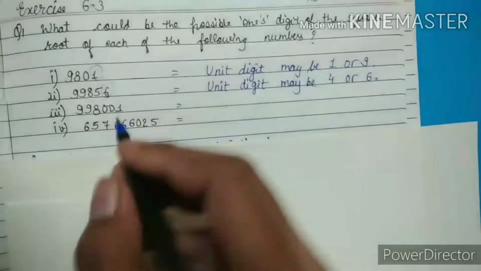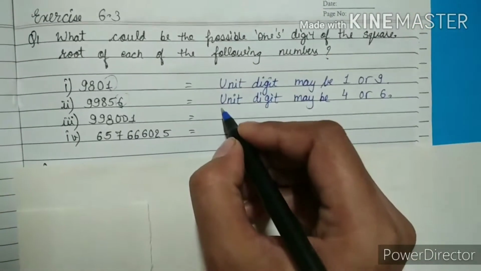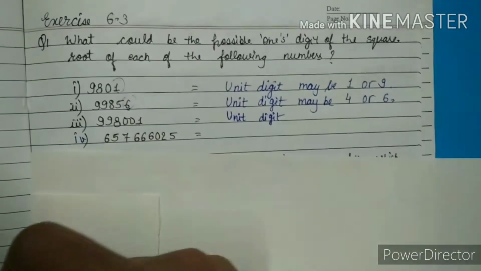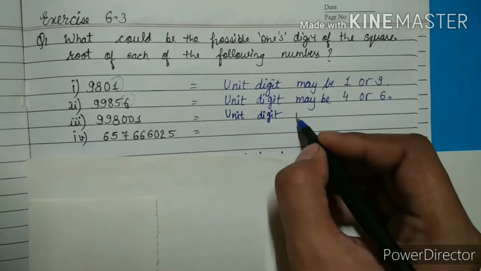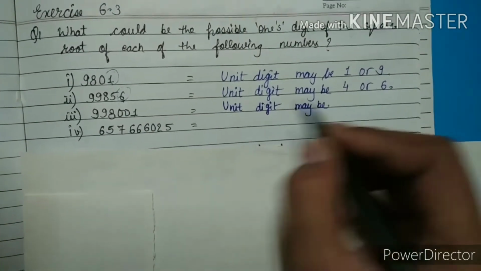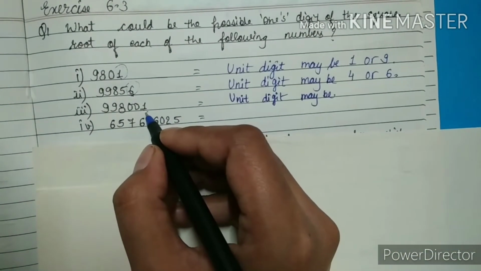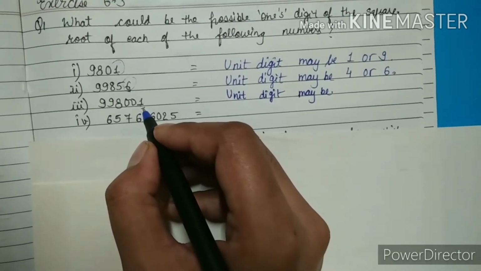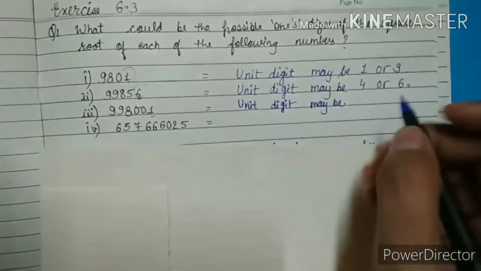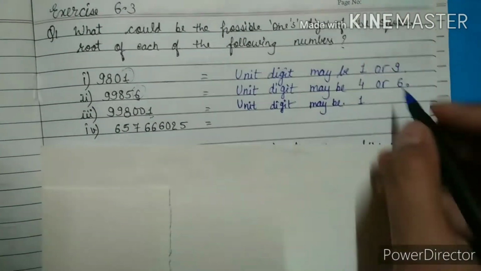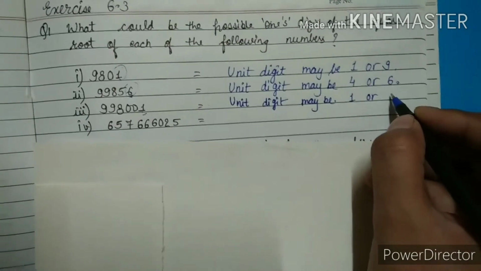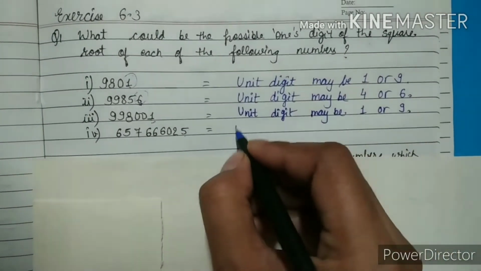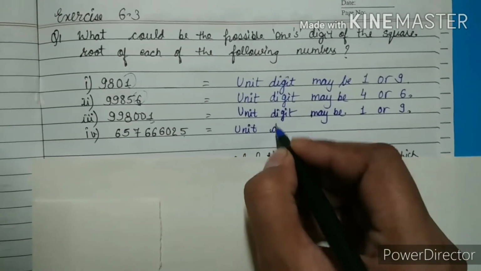Okay, now here we have 1, so we have to check from 1 to 10. In under root 1 only 1 is coming, and in 81 also 1 is coming on the unit place. So under root 1 value is 1 and under root 81 value is what? 9.